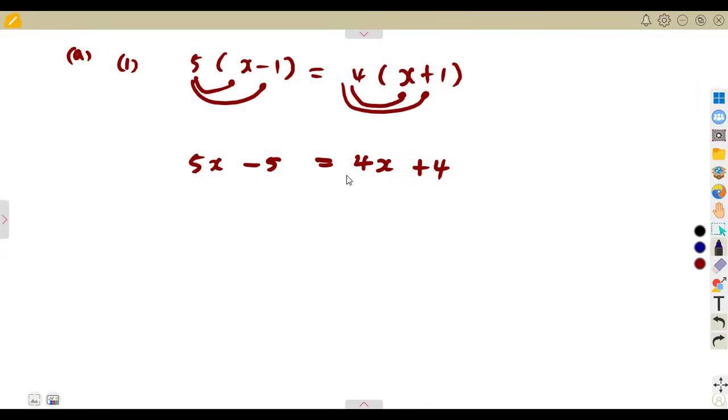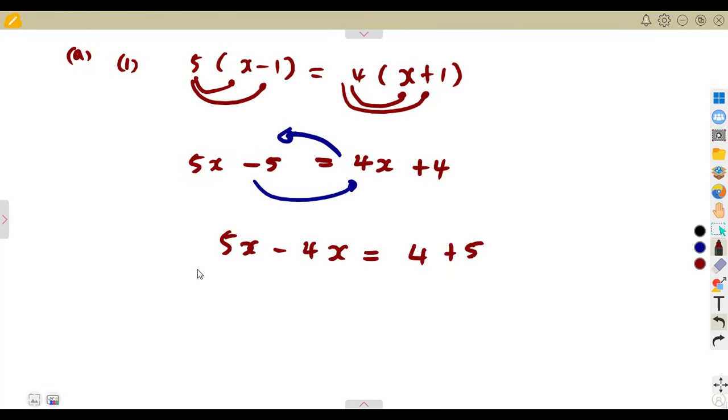So I can transpose the 4x to this side of the equation so that it'll be a minus. So that'll be 5x minus 4x, which is equal to, transpose the negative 5, this side it is going to be a positive. So that's 4 plus 5. 5x minus 4x gives us 1x, which is x. This is equal to 4 plus 5, which is a 9. If I divide by 1, guys, this is just x, so there's no need even of us dividing by that 1. x is equal to 9.